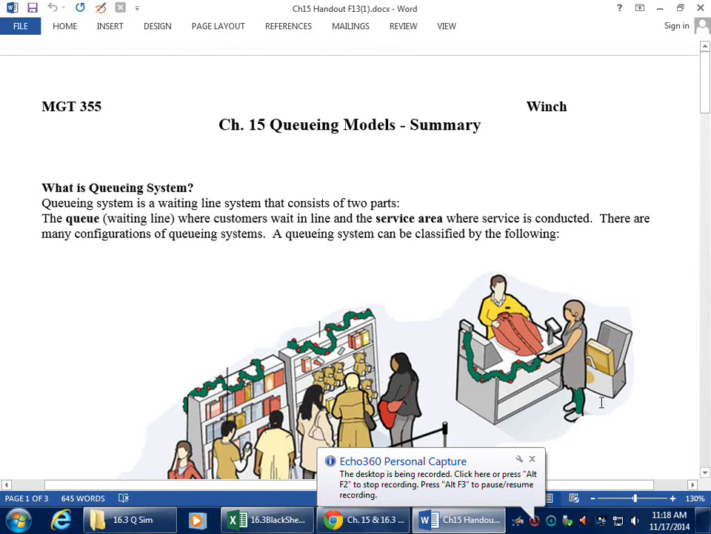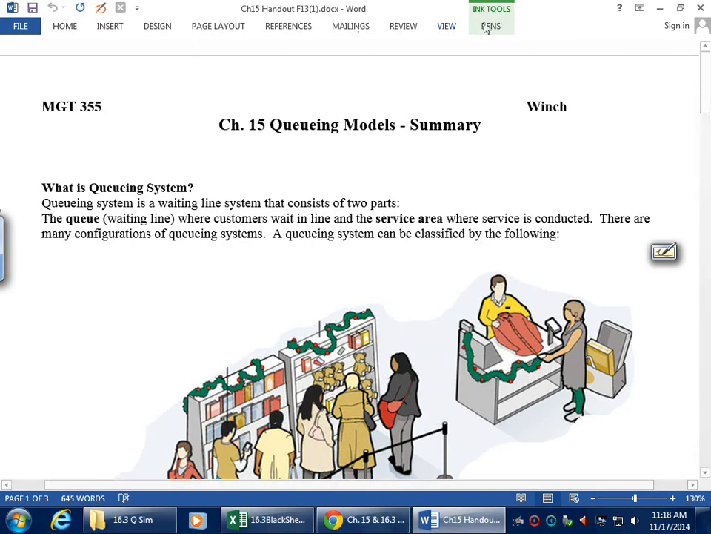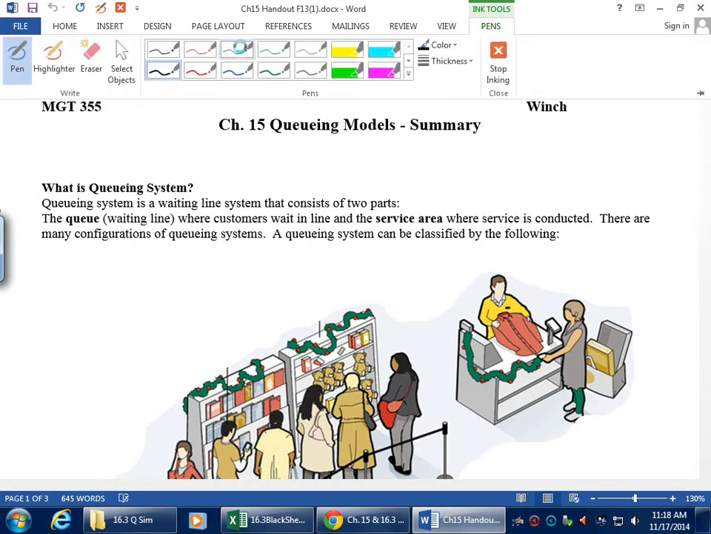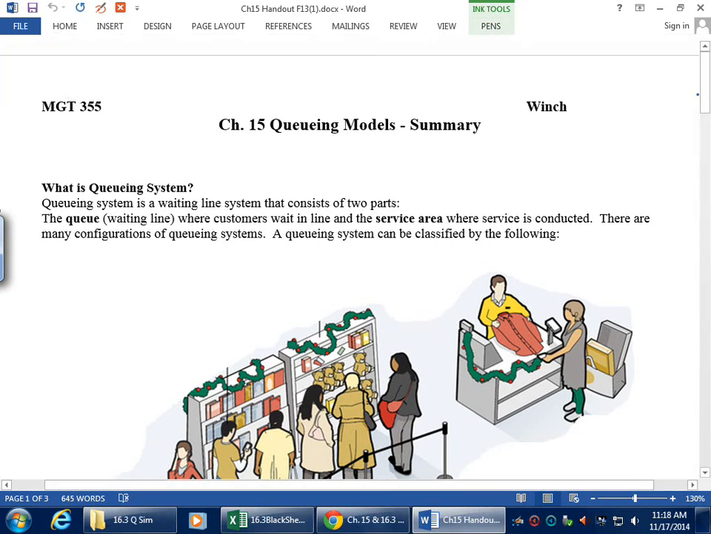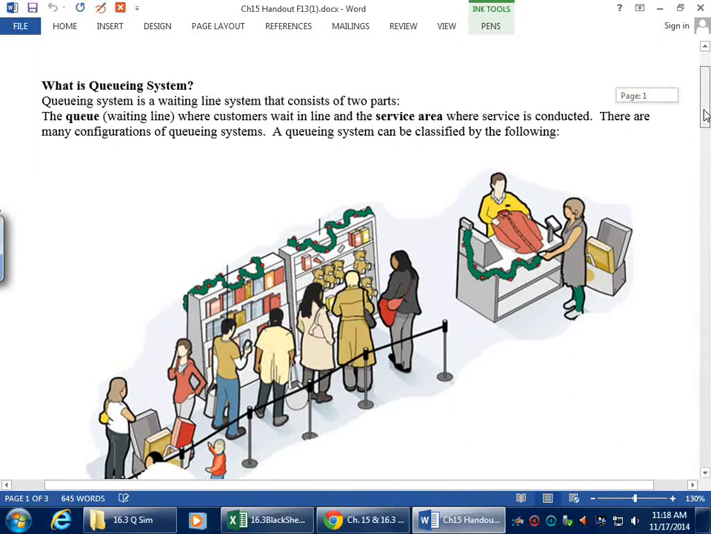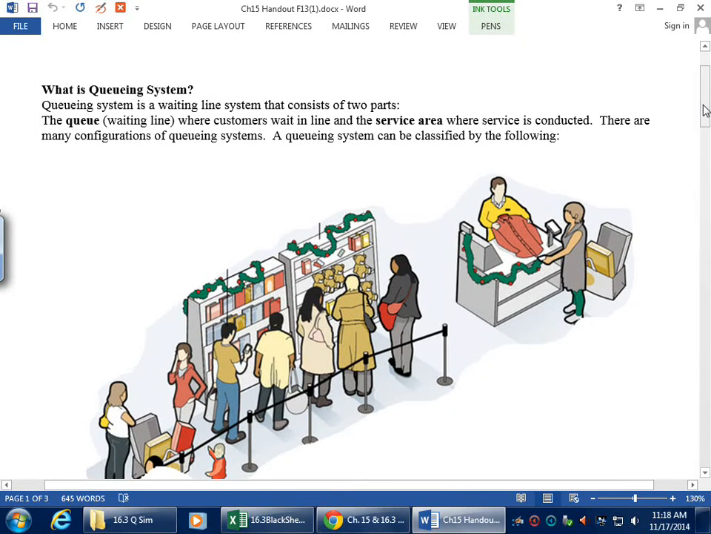Okay, so we're here, on your handout. And let me activate my pen here. Okay, so queuing system. So we already saw there's two kinds of queuing systems.